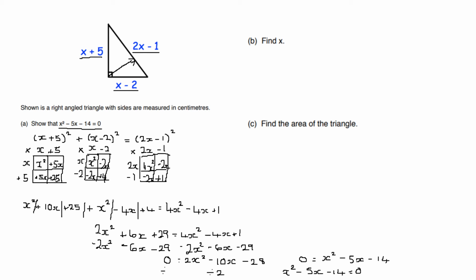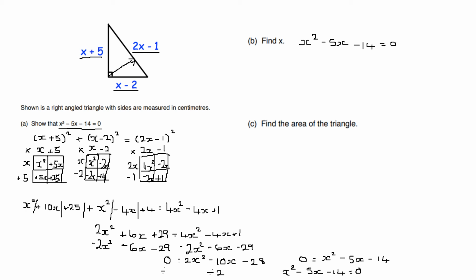And as you can see, what's being asked for in the question matches what I have down here. So I've completed that question. I've done what they've asked. I've shown that x squared minus 5x minus 14 equals 0. Now I need to find x. So I've got this equation.